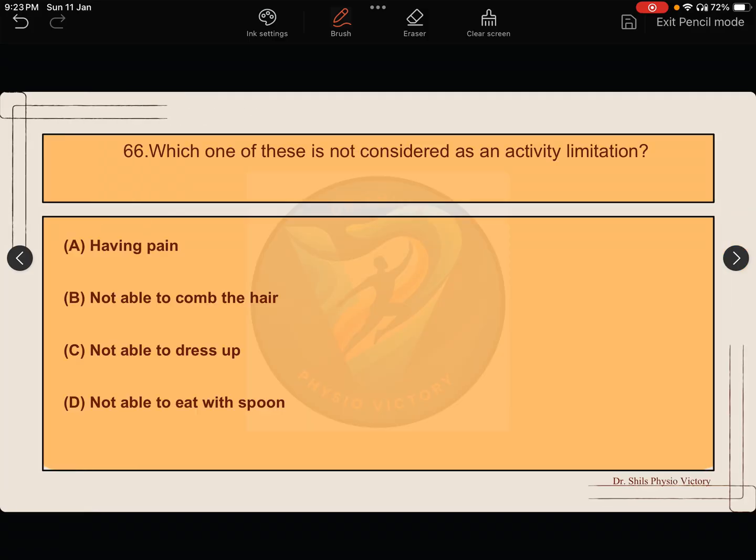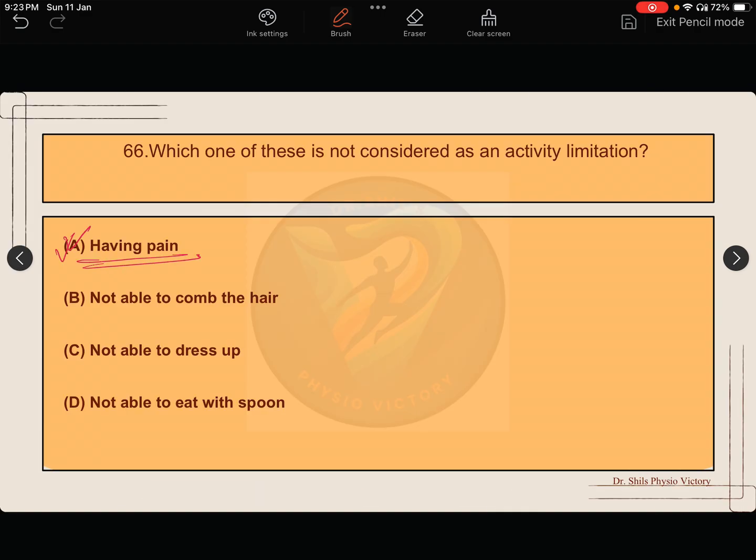Next, come to question number 66. Which one of these is not considered as an activity limitation? Option A, having pain. Option B, not able to comb the hair. Option C, not able to dress up. Option D, not able to eat with spoon. This is also a flat question. Option A is the correct answer.